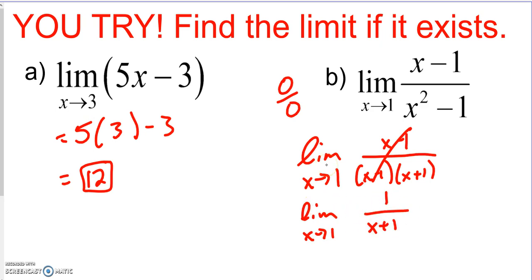And now I want to go right back to direct substitution. So if I plug 1 in for x, I get 1 over 1 plus 1. So here my limit would be a half. Again, direct substitution first. If you get your indeterminate form, try some of your algebra ideas there to see what you can come up with.